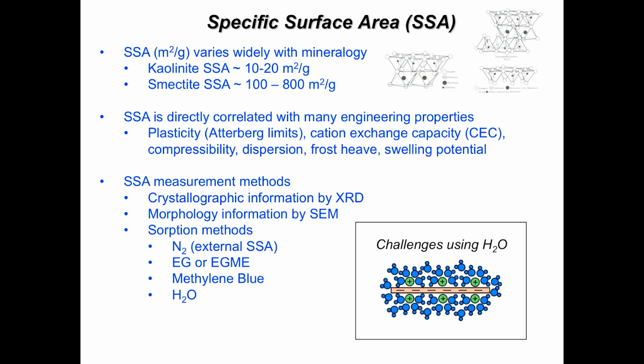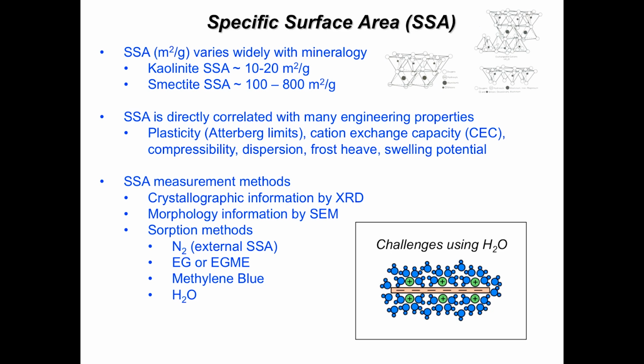If we talk about surface area for a moment, if we quantify specific surface area, in meters squared per gram, typical values for kaolinite, as I mentioned before, may be between 10 and 20 meters squared per gram. Smectite, depending on whether we're talking about internal or total surface area, may be up to 800 meters squared per gram.